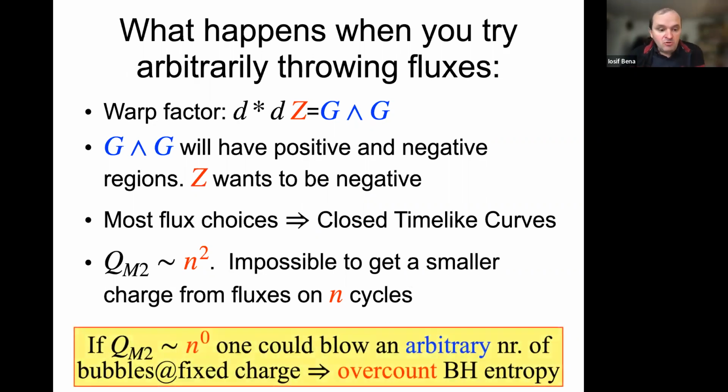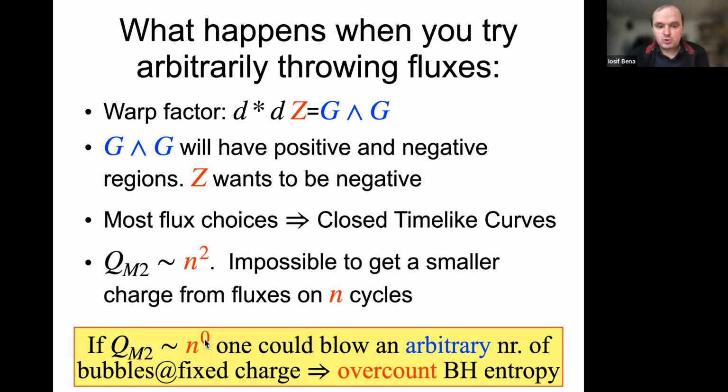Moreover, if Q would be of order n to the 0, so if the Denef-Douglas intuition were realized, you could blow an arbitrary number of bubbles with a fixed total charge. So I take a charge Q which is 1,000,000, and I can blow an infinite number of bubbles. And therefore, because I can put all of those things in AdS, I can actually overcount the black hole entropy. I can build more solutions than the entropy which the black hole has. So this is clearly a problem from the brane perspective.